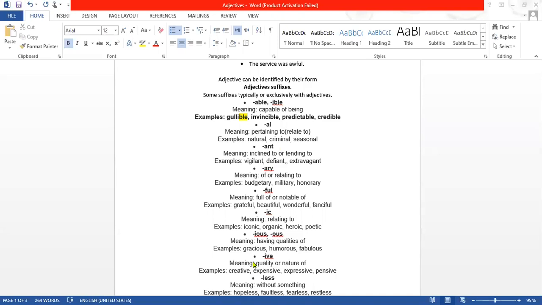Okay, if you see another one, adjectives which end with al. These are another kind of adjectives, with the suffix al added to them. For example, natural or criminal or seasonal. Or there is another one, okay? Extravagant. Do you know extravagant? Whenever we end adjectives with this ant, or vigilant. Do you know vigilant?